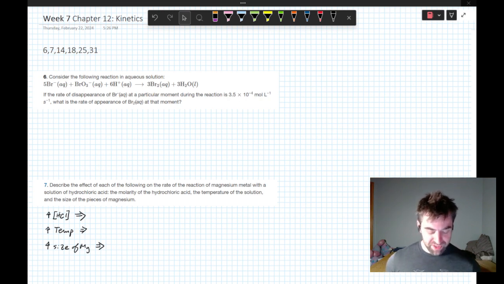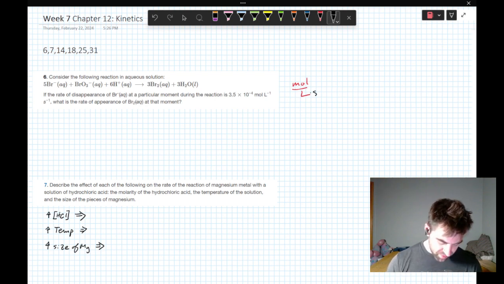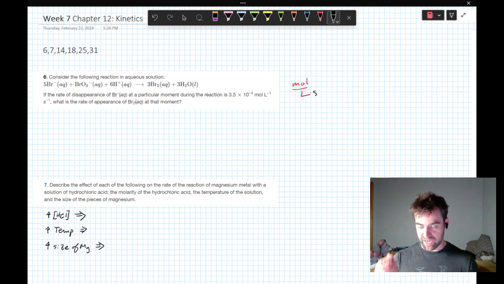So first problem, number 6, consider the following reaction in aqueous solution. If the rate of disappearance of bromide ions in aqueous solution at a particular moment during the reaction is 3.5 times 10 to the negative 4 moles per liter per second, what is the rate of appearance of diatomic bromine at that moment?